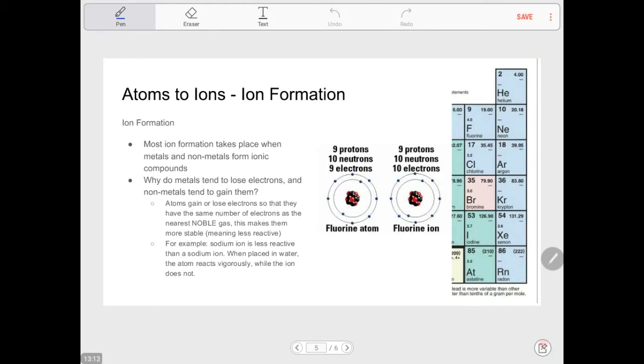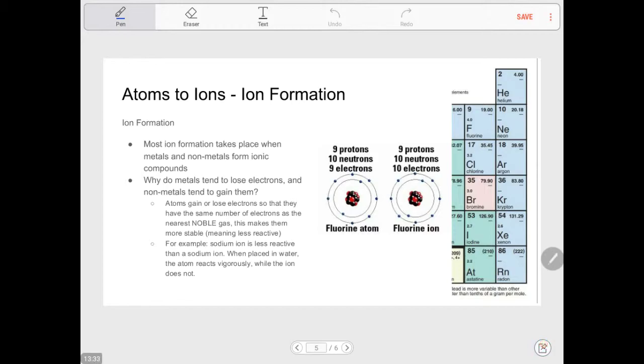Okay, so ion formation. Most ion formation takes place when metals and non-metals form ionic compounds. Well, this is kind of interesting. I don't want to get too far ahead because this is better explained in the next video, but I just want to make sure that you understand this.